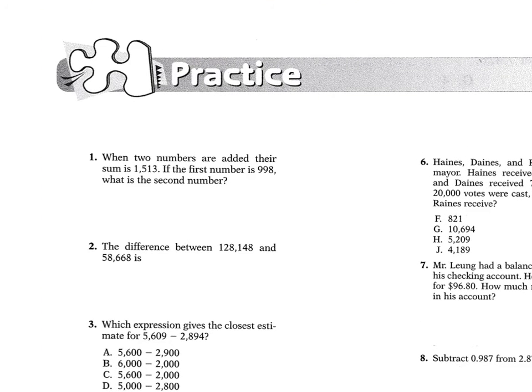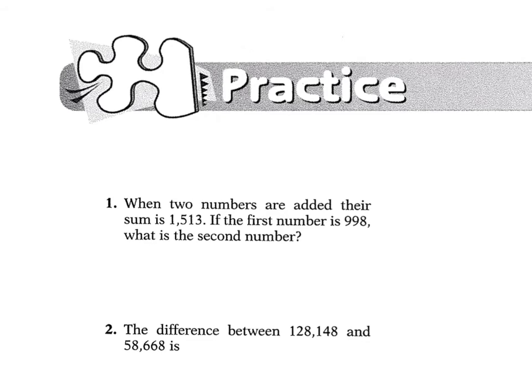For our last section of practice, for 1, it tells us when two numbers are added, their sum is 1,513. If the first number is 998, what is the second number? So we are just going to subtract these numbers. So we're going to have 1513 minus 998. So we cannot take 8 from 3. It's going to become a 13, making the 1 a 0. You can't take 9 from 0, so that becomes a 10, making the 5 a 4.